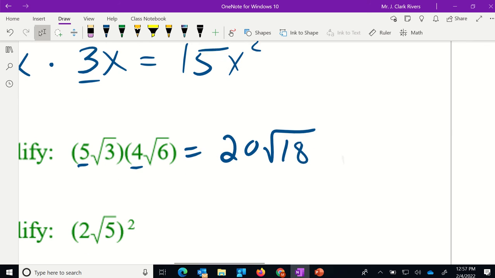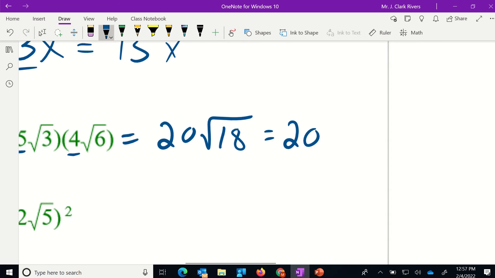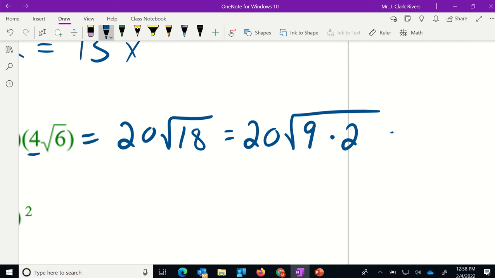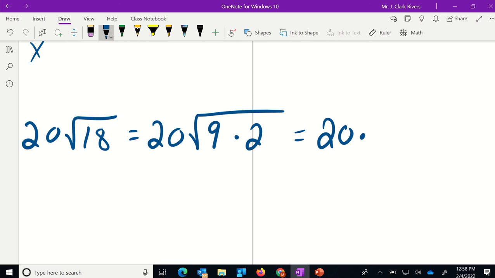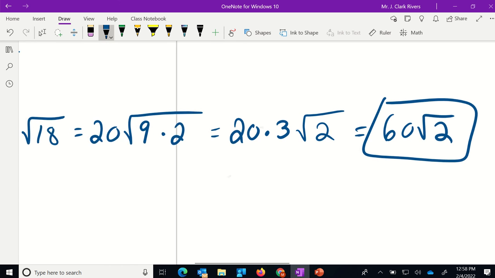We're not quite done because square root of 18 can be simplified. There is a perfect square factor of 18. Who knows what it is? 9, right? So we can say this is 20 multiplied by the square root of 9 times 2. What's the square root of 9? 3. Now, what operation is happening there? Multiplication. So we're going to be multiplying outside as well. So that's 20 multiplied by 3. And then we're left with that 2. Nothing happened with it. It just stays under the radical, square root of 2. 20 multiplied by 3, we get 60 square root of 2. So there is that example.